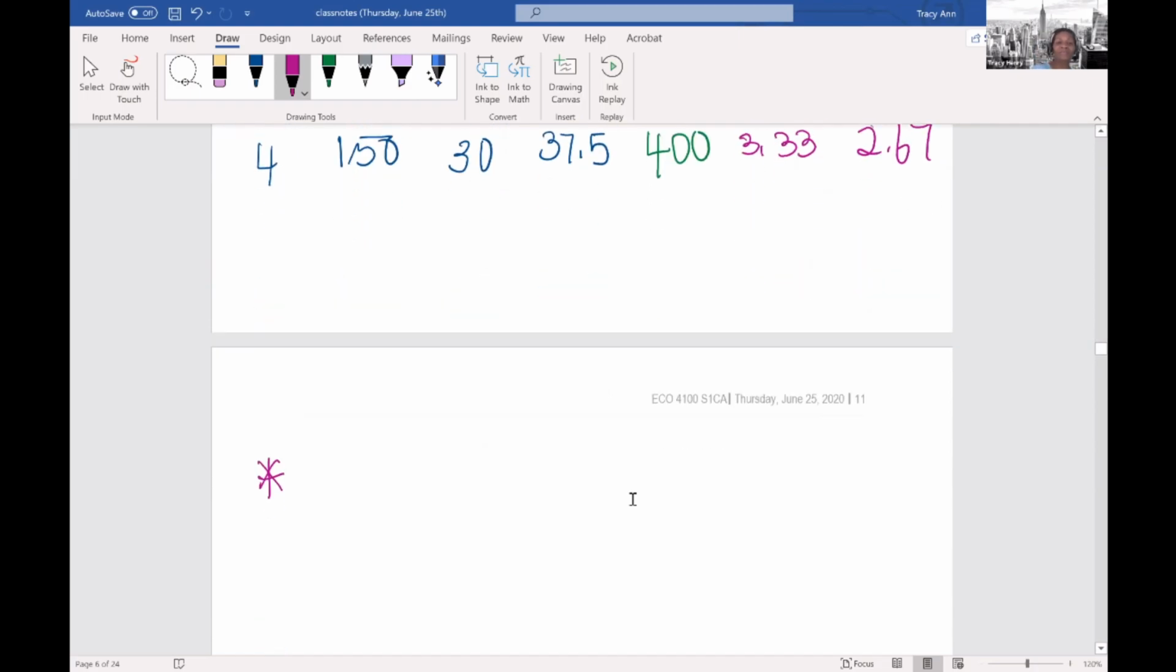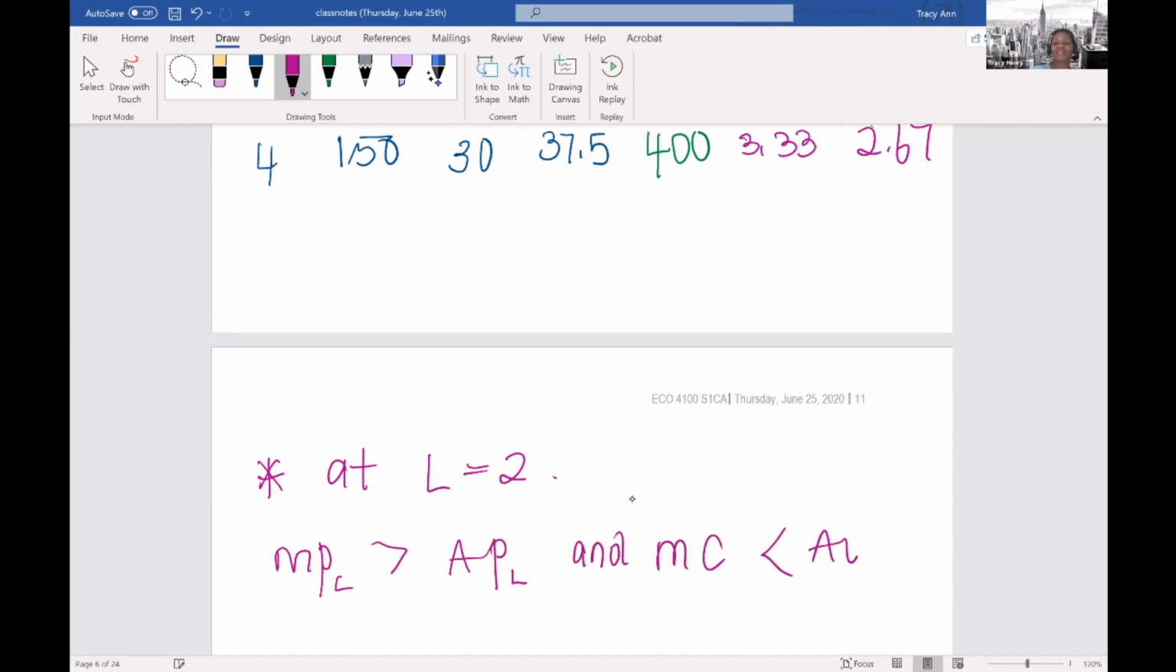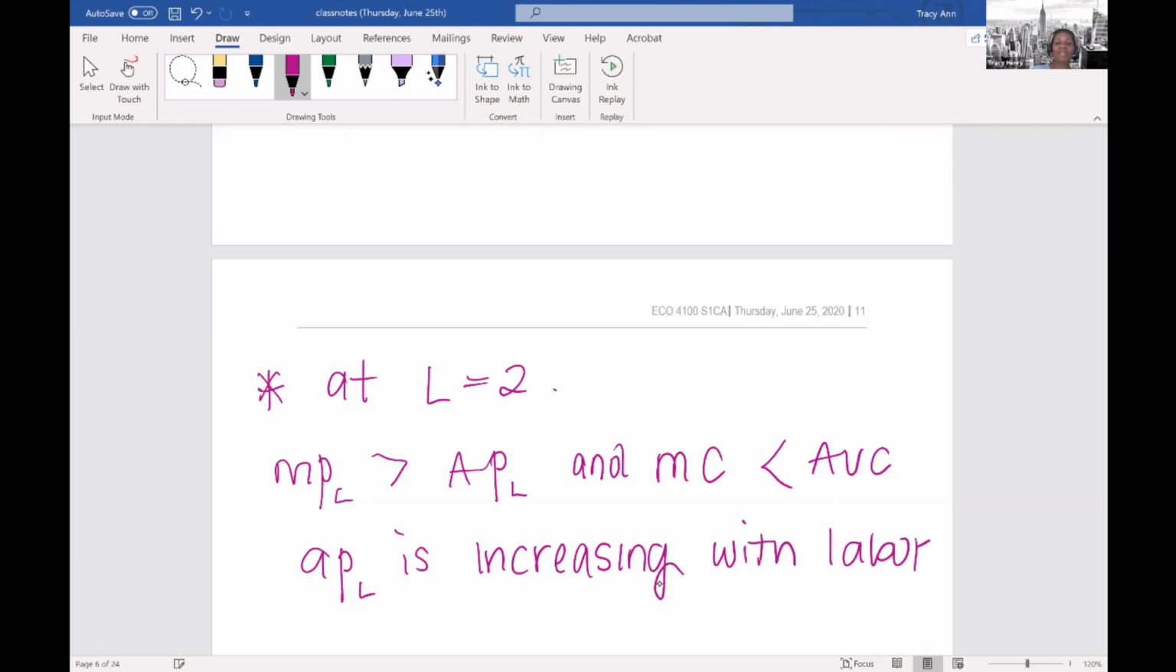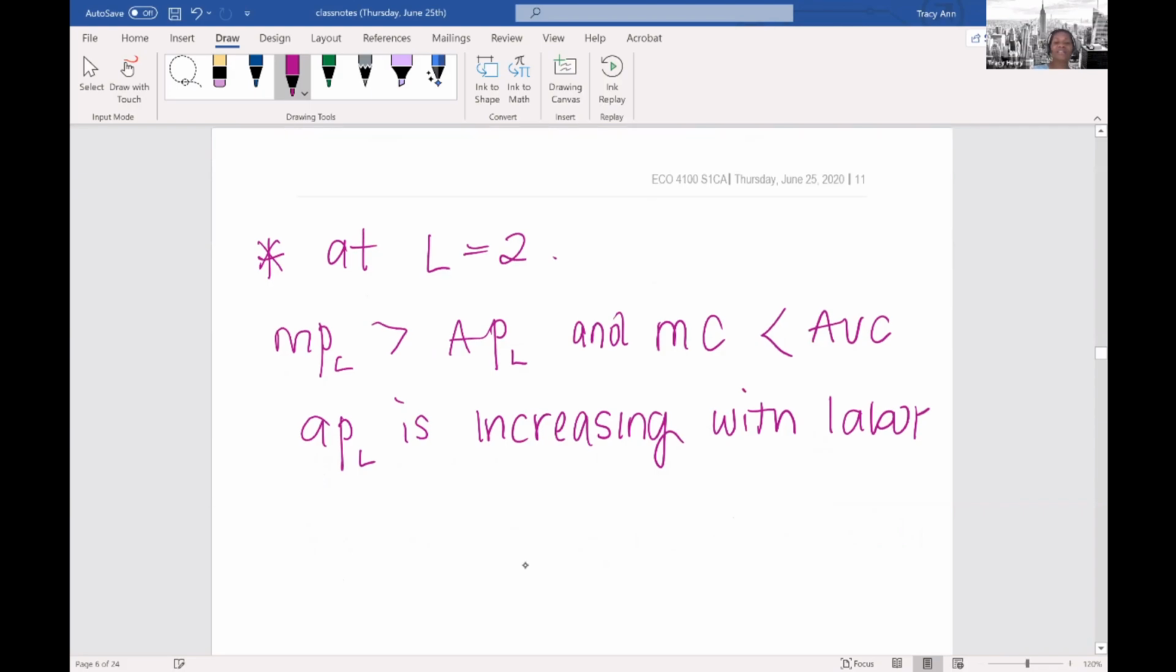you look at it at L equals 2, let's just say at L equals 2, I notice that my marginal product of labor is greater than my average product of labor, and my marginal cost is less than my average variable cost. So it allows me to say here that my average product of labor is increasing with labor, and my average variable cost is decreasing with output.